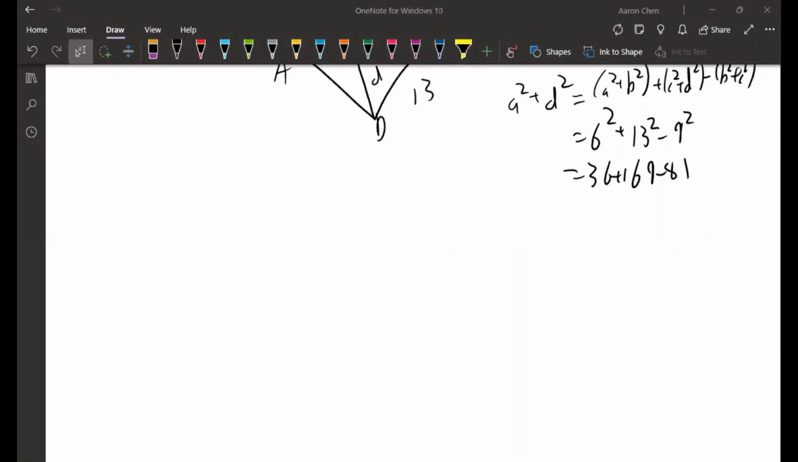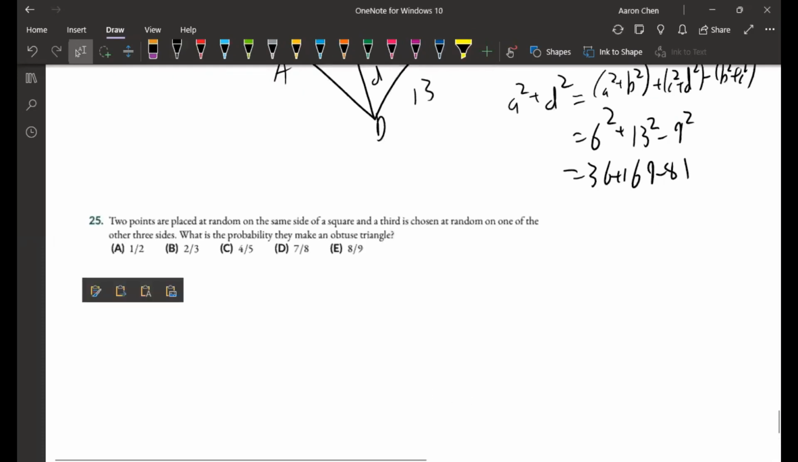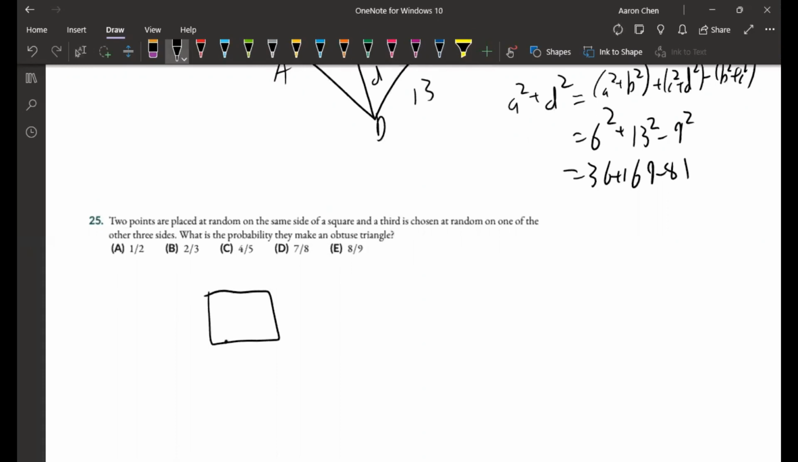So number 25. We have 2 points chosen at random on the same side of a square, and a third is chosen at random on one of the other 3 sides. This is not a square, but treat it like one. So let's say here, or here, or here. And you'll understand why I drew 3 soon. So I want to find the probability to make an obtuse triangle.